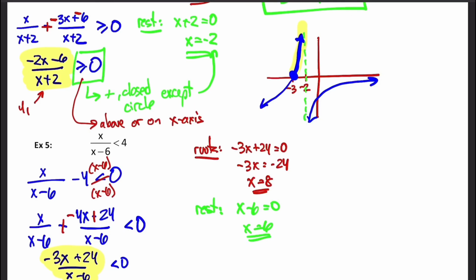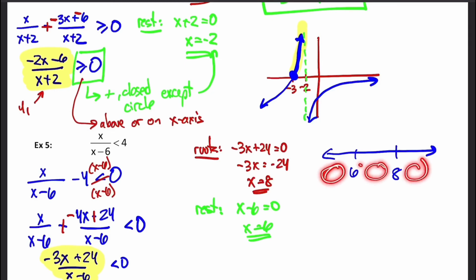Let's create our plus minus line using 6 and 8. And I've got to do plus minus. Right? I have to take numbers in these intervals right here. So let me pick 0. I can pick 0 over here. I can pick 7 right there. And I can pick 10 right there. Plugging in 0 to this, well, those just go away. So you've got -24 divided by -6. That's going to be negative. All right, I don't even have to worry about that. This is going to be negative.